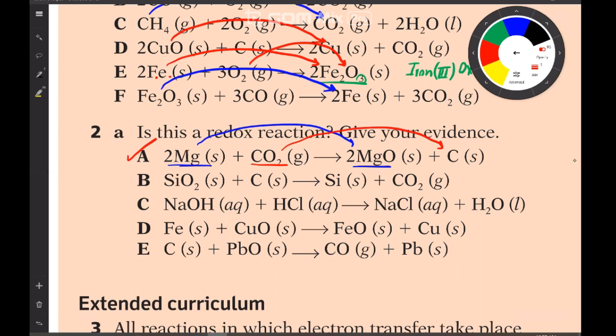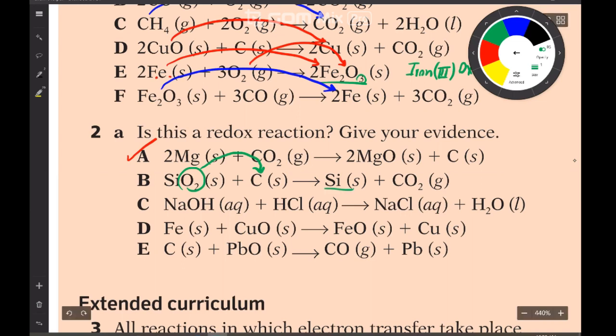Okay, so let's see the next one. Can you identify if it is an oxidation reduction reaction or not? For the previous one, look what happened. The oxygen from the carbon has gone to the magnesium. So the oxygen transfers from the carbon to magnesium. This is an oxidation and reduction reaction. What about part B? The oxygen transferred from the silicon to the carbon. You can see silicon has lost the oxygen and carbon has gained the oxygen. So this one is also a redox reaction.